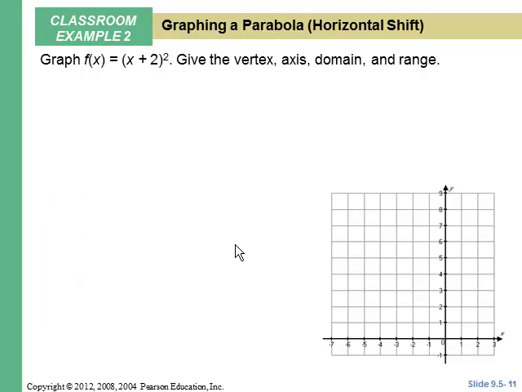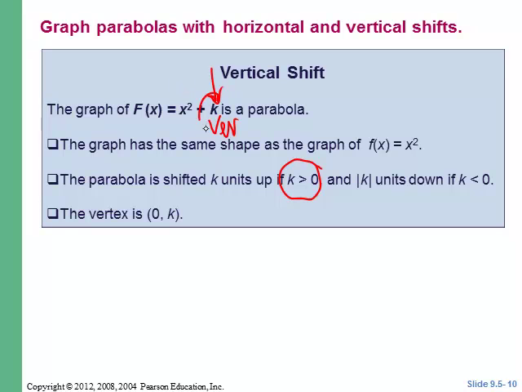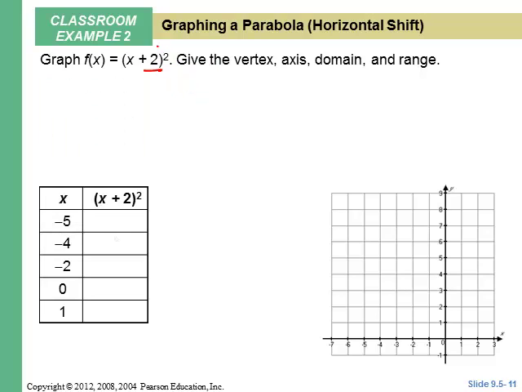Now, what happens if we have the number connected with the x? If you notice before, the number wasn't connected to the x. Now it is connected to the x. So we're going to do this: -5 plus 2 is -3 squared is 9. -4 plus 2 is -2 squared is 4. -2 plus 2 is 0. 0 squared is 0. 0 plus 2 squared is 4. 1 plus 2 squared is 9.